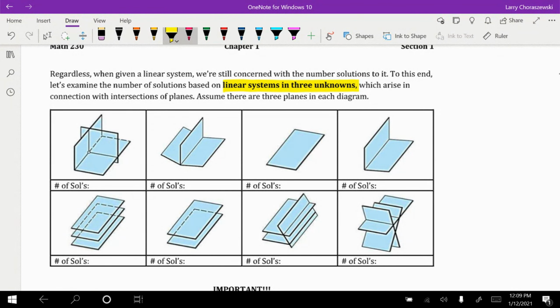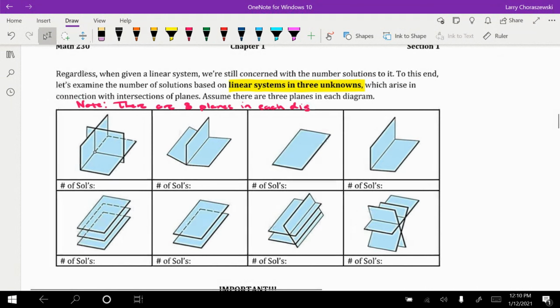So I want to make a note before we do that. Note right here, there are 3 planes in each diagram. All right, and the reason why I mention that is some of these diagrams look like there might be only 1 plane or 2 planes, but we're to assume that there are 3 planes in each diagram. Okay?